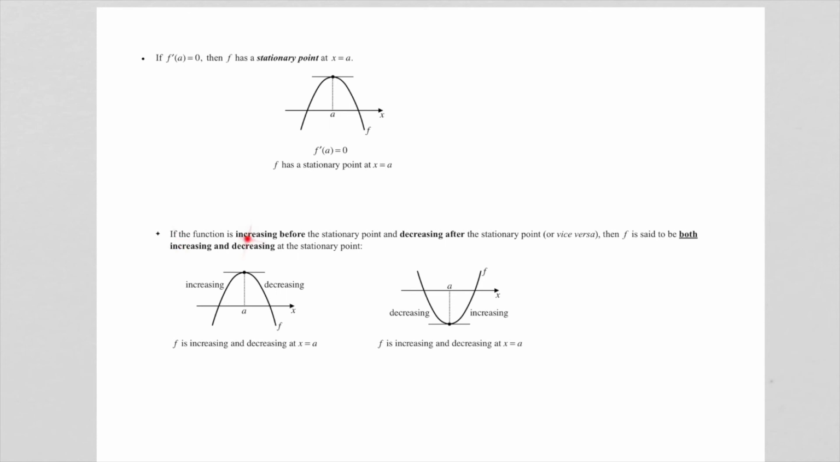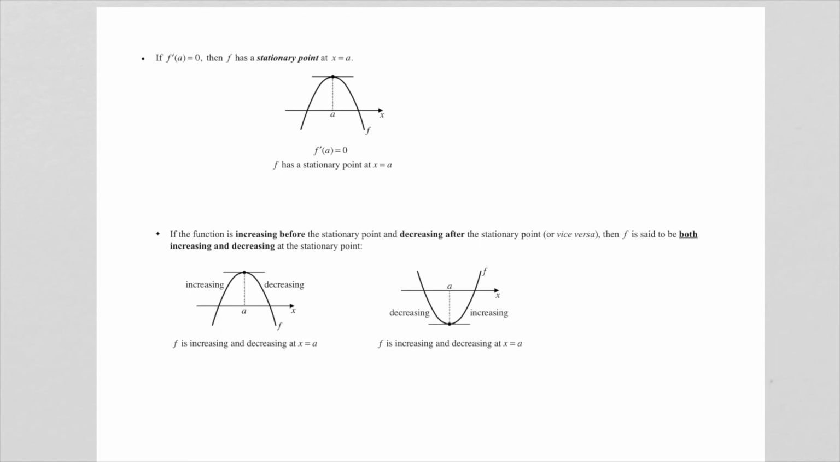If the function is increasing before the stationary point and decreasing after the stationary point, then f is said to be both increasing and decreasing at the stationary point. So increasing before, decreasing after, that means at the stationary point, it's both increasing and decreasing. And the same goes for the case where we go from decreasing to increasing. Then at the stationary point, it's both decreasing and increasing.